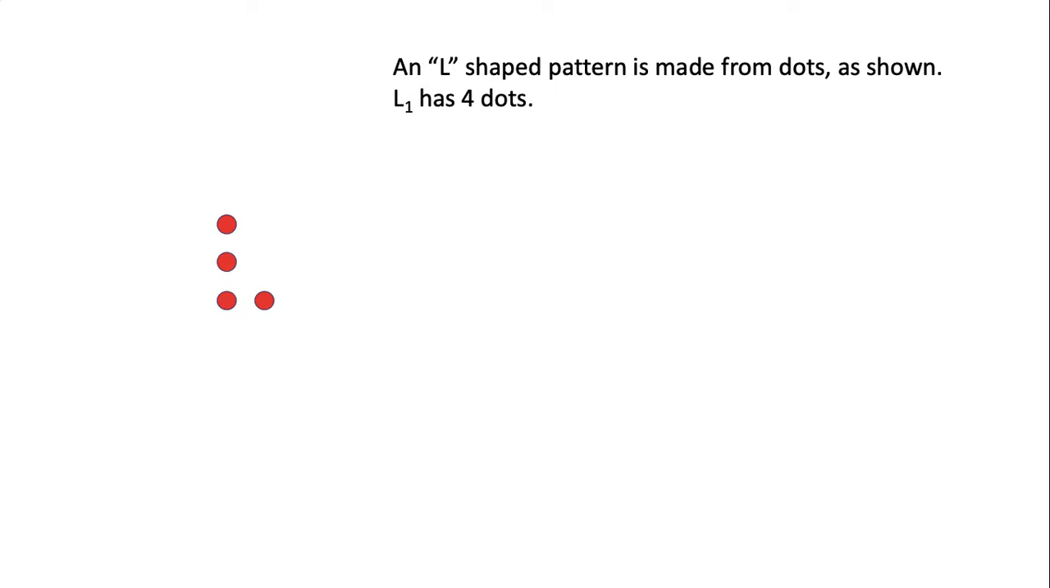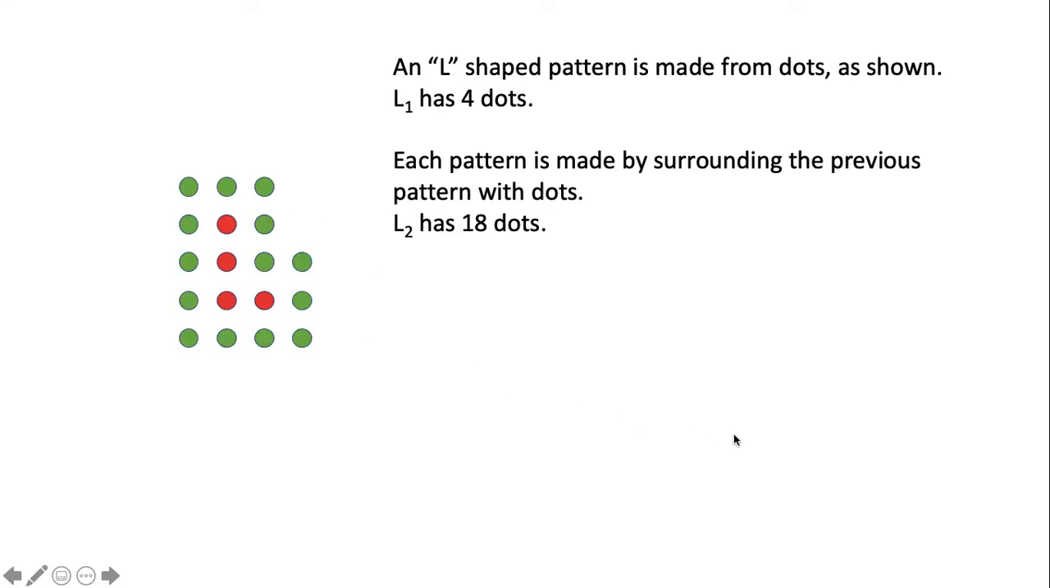So this is a video about a question about number patterns and how to set it out for the IB MYP exam. Okay, so the pattern goes: an L-shaped pattern is made from dots as shown. Number 1, L1, has 4 dots, and you can see 1, 2, 3, 4 red dots there.